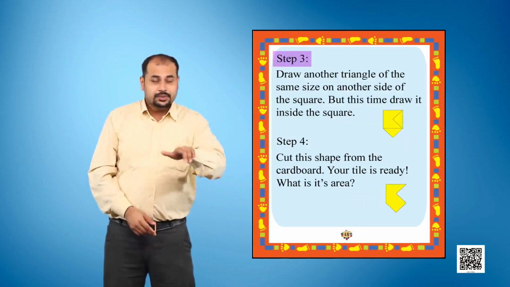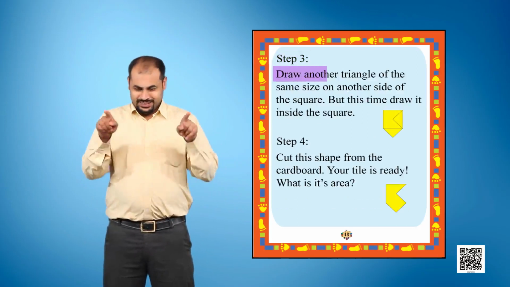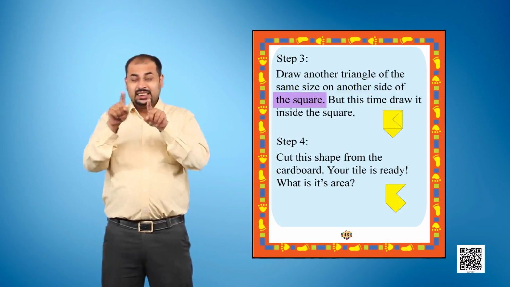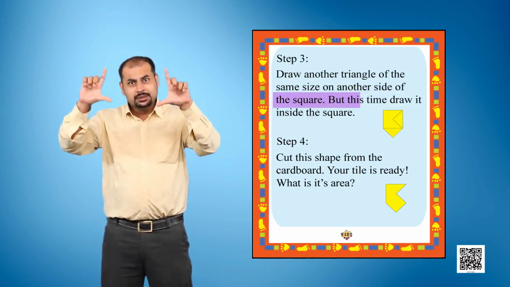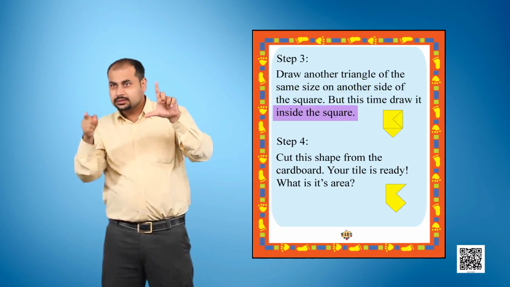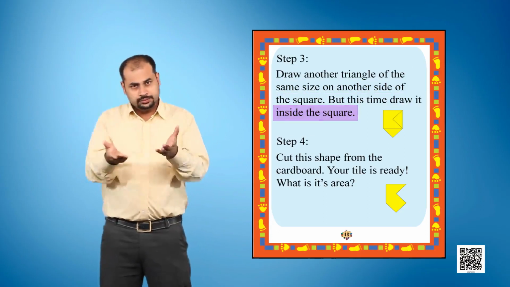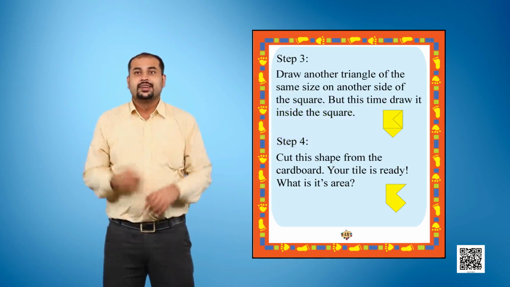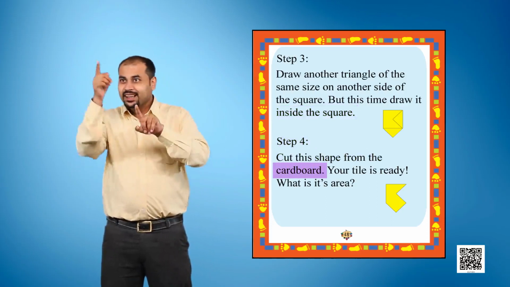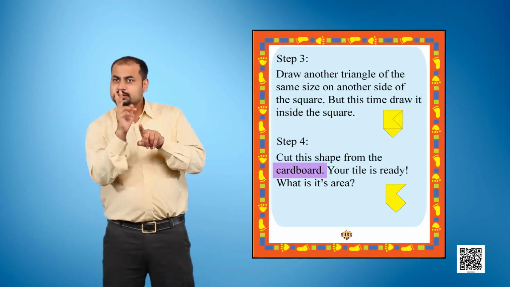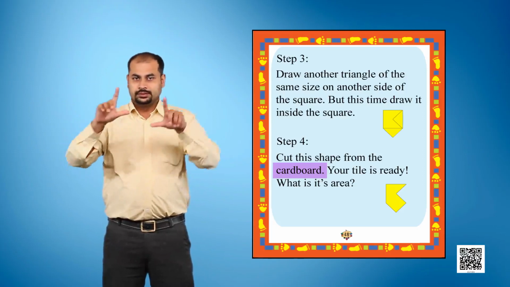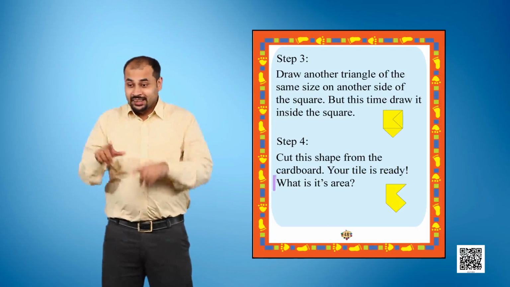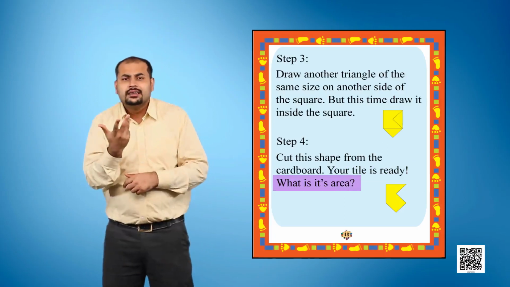Step 3. Draw another triangle of the same size on another side of the square. But this time, draw it inside the square. Step 4. Cut this shape from the cardboard. Your tile is ready. What is its area?